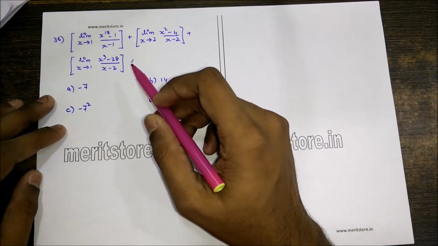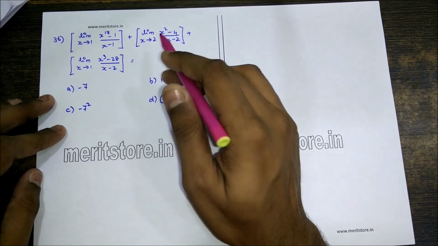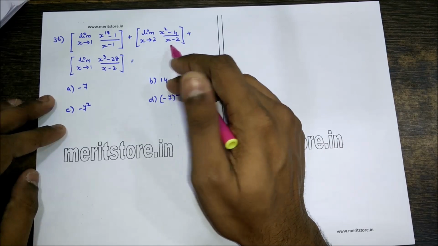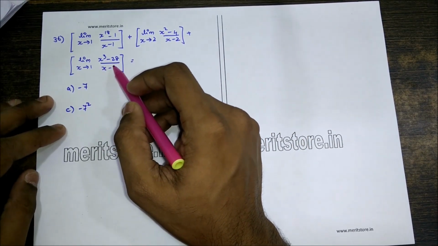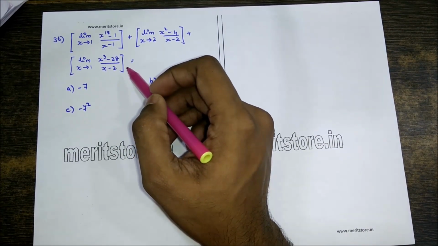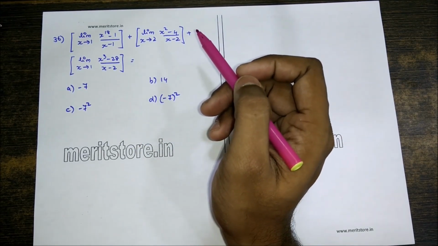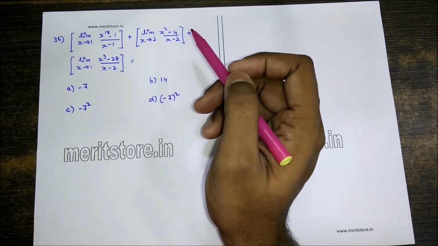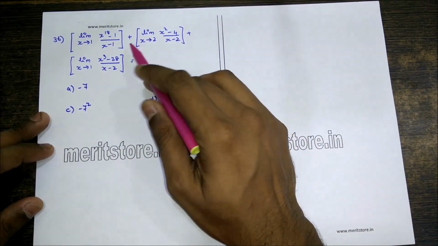Limit of x tends to 1, x raised to 18 minus 1 upon x minus 1 plus limit of x tends to 2, x square minus 4 by x minus 2 plus limit of x tends to 1, x cube minus 28 by x minus 2 equals: A minus 7, B 14, C minus 7 square, or D minus 7 the whole square. So first what we do is write each term individually or solve them individually.